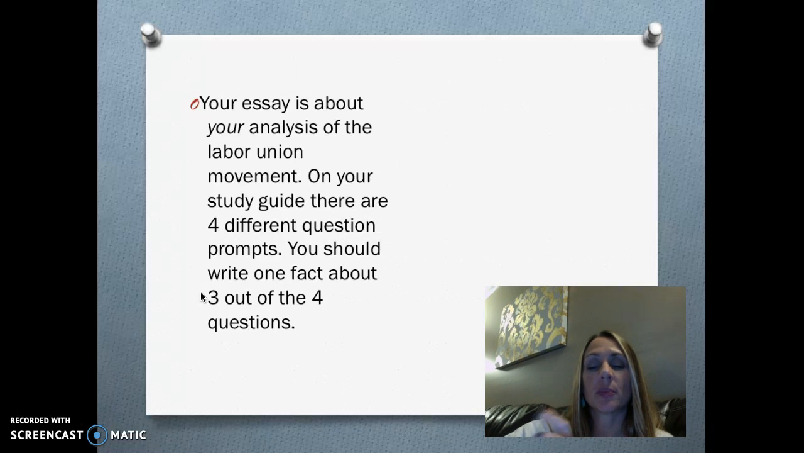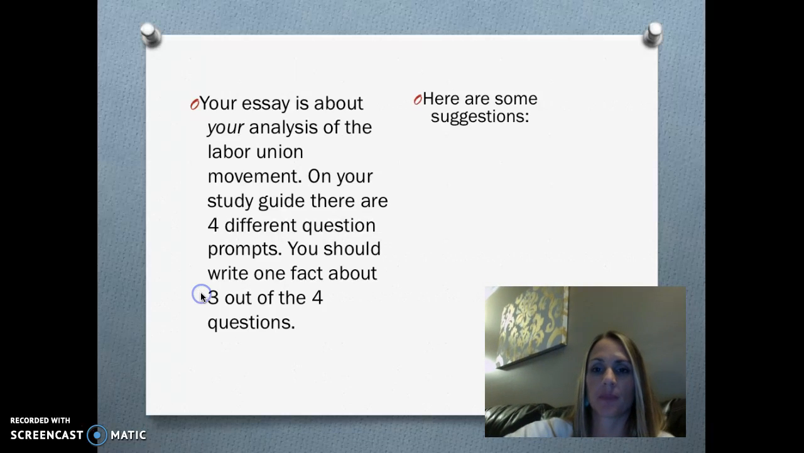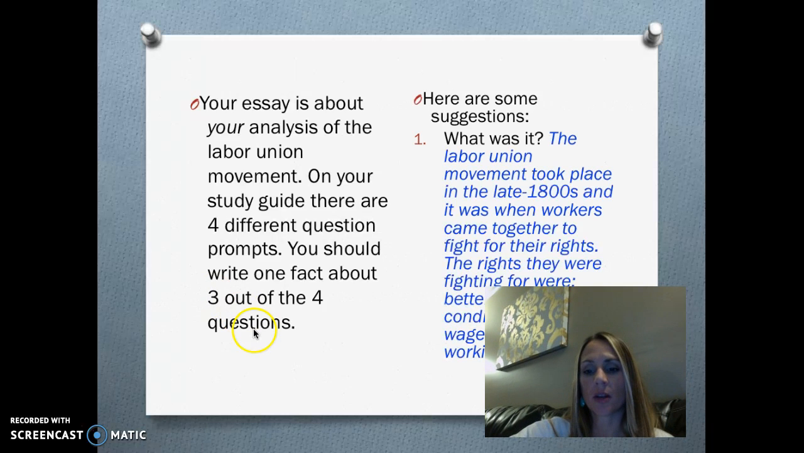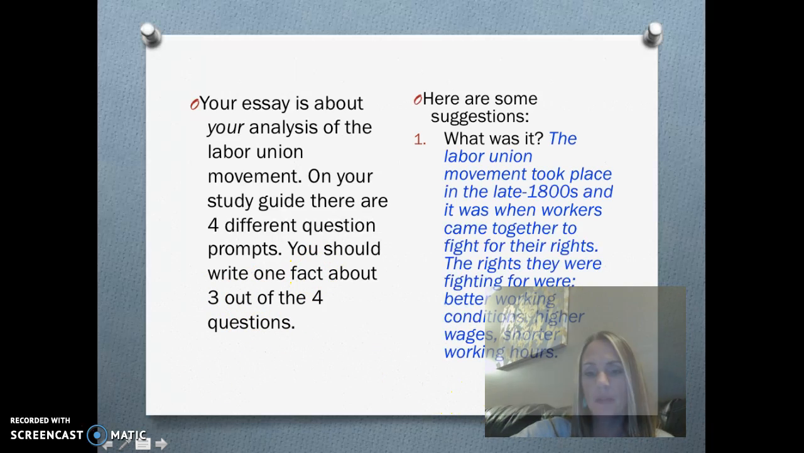But your study guide packet has a writing prompt that had like 4 different questions to give you an idea of what you should do. So in general, you should be writing about 1 fact to support each one of those different questions. That's why I put them there. So here's one of the questions that you could have.